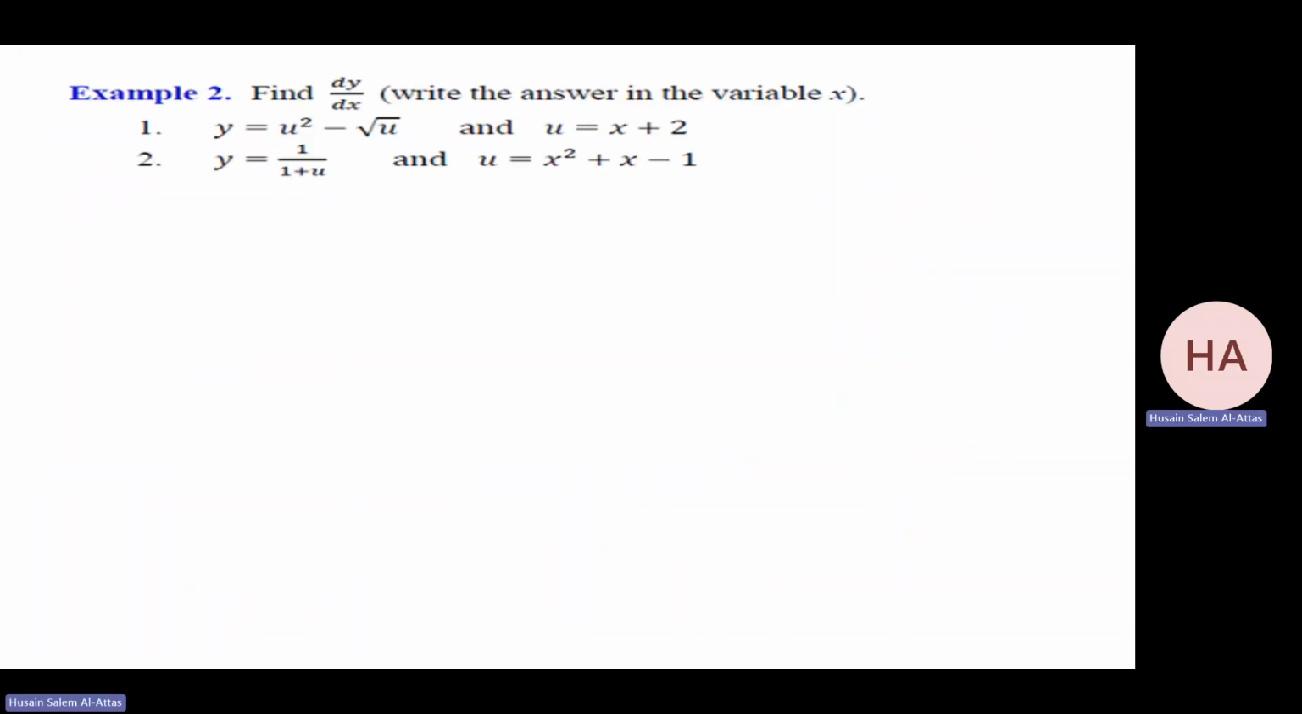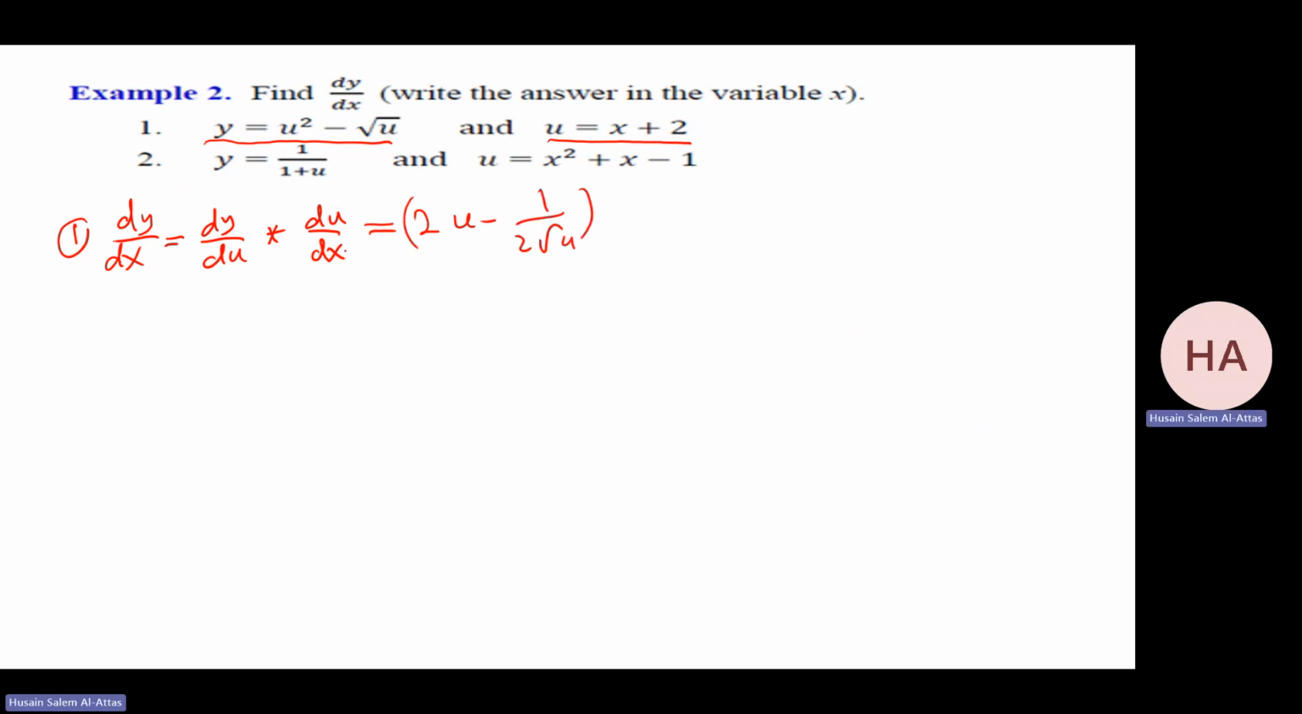Okay. Now let us do problems. Here he defined y as a function of u as a function of x. They want dy over dx. Right away, dy over dx will be dy over du times du over dx. Number one. That implies what? dy over du is what? 2u minus 1 over 2 root u. du over dx is what? du over dx is 1. So that would be 2u minus 1 over 2 root u.